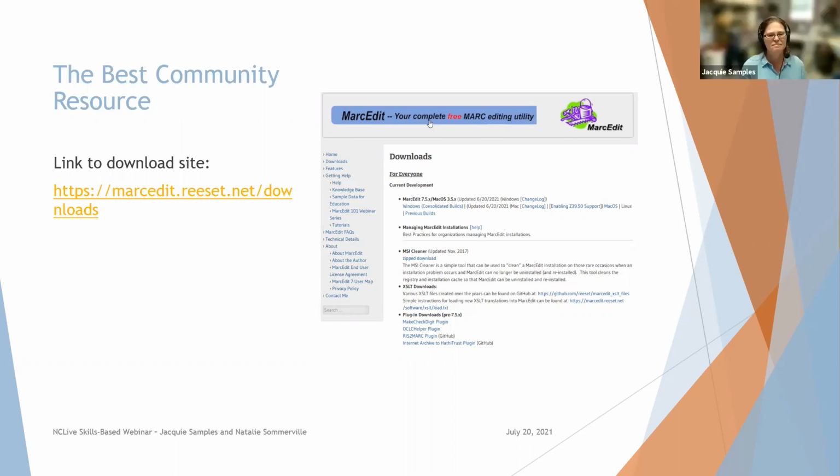I know we're getting short on time and we want to hear from you. Just want to mention community resources quickly. There is a nice, active, helpful MARCEDIT community. The best resource is the download site, where you can download the software for free. Once it's installed, it's updated pretty frequently. So just make sure to check with your library's IT department on installation and updates if you need permissions.